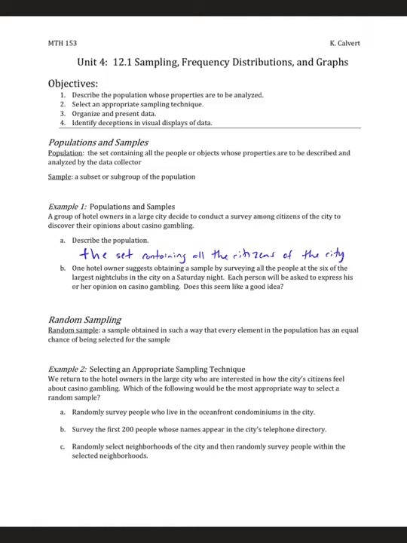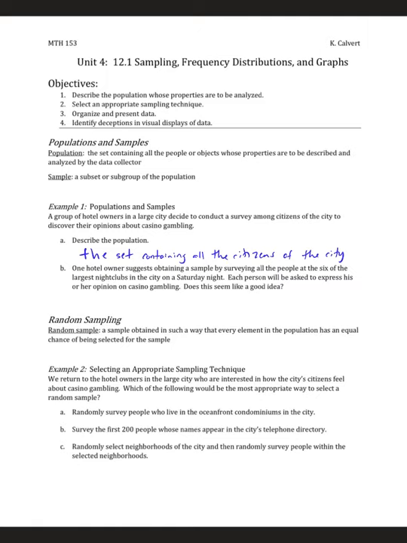Now, one hotel owner suggests obtaining a sample by surveying all of the people at the 6 of the largest nightclubs in the city on a Saturday night. Each person will be asked to express his or her opinion on casino gambling. Does this seem like a good idea? What I want you to do, pause the video, reread that, and determine, does it seem like a good idea to only survey the people at the 6 of the largest nightclubs in the city?